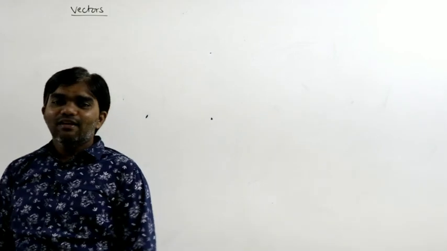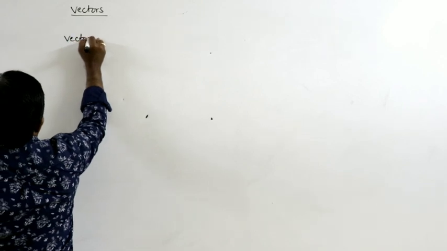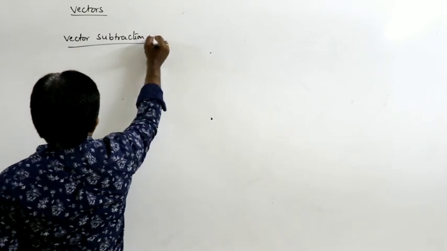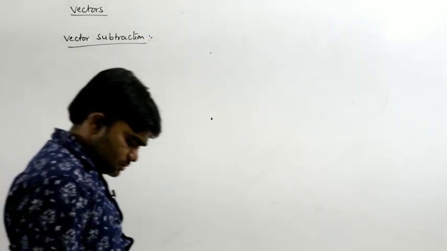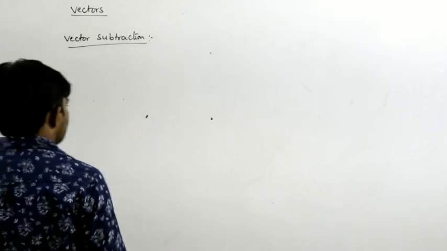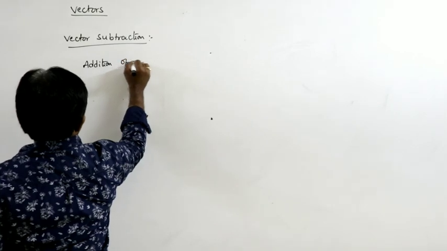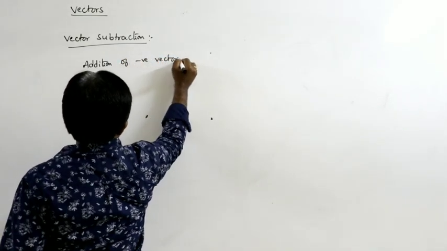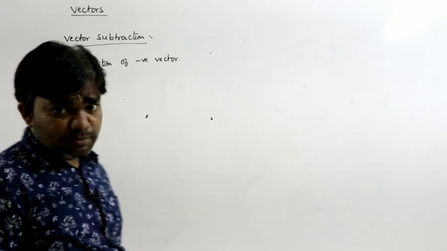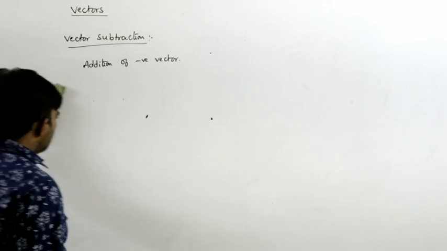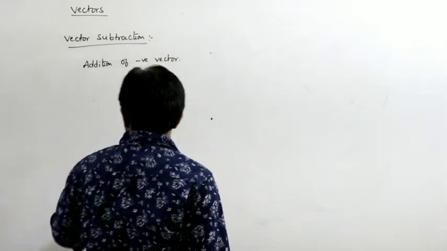So next, vector subtraction. What is vector subtraction? Subtraction is addition of negative vector. Subtraction is nothing but addition of negative vector. Vector subtraction is nothing but the addition of the negative vector. What is the addition of the negative vector? What is the meaning of this?